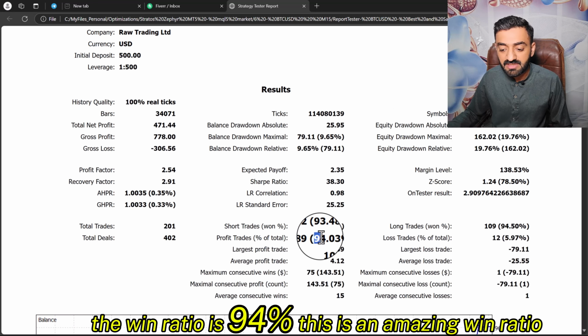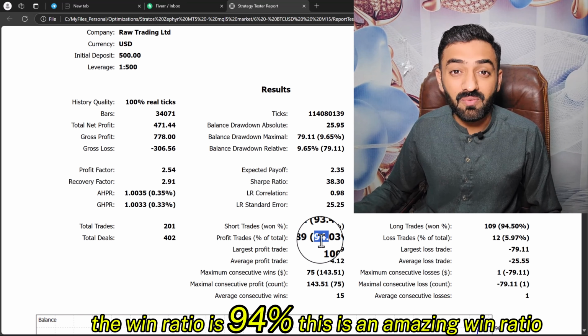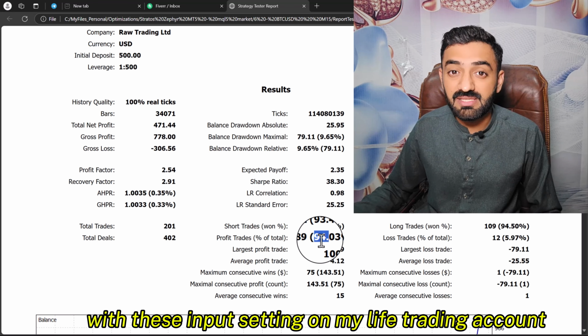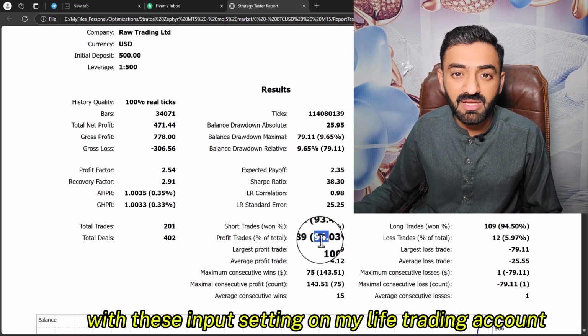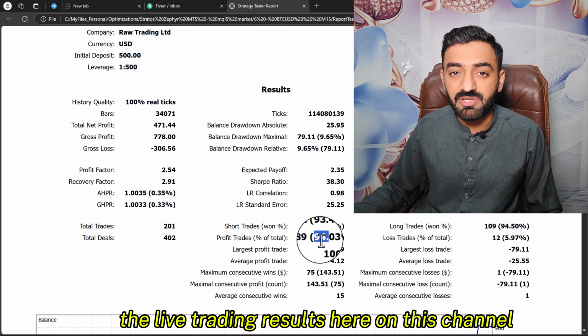The win ratio is 94%. This is an amazing win ratio, and soon I'm going to put this EA with this input setting on my live trading account, and also I will share the live trading results here on this channel.